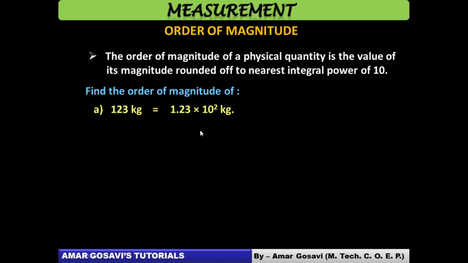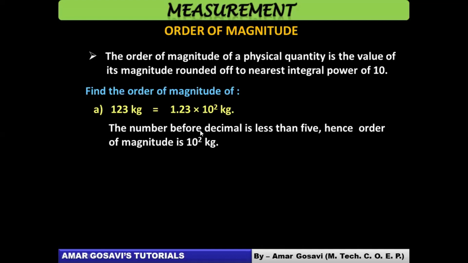You all realize this. Okay, so under the given circumstances, what would be the order of magnitude? Let's have a look at it. The number before the decimal point is 1, and obviously it is less than 5. Therefore, if this number is less than 5, that is 1 over here, then whatever the power of 10 is would be considered as the order of magnitude. So for this particular example, the order of magnitude will be 10 raised to 2. Why? Because the number just before the decimal is less than 5.